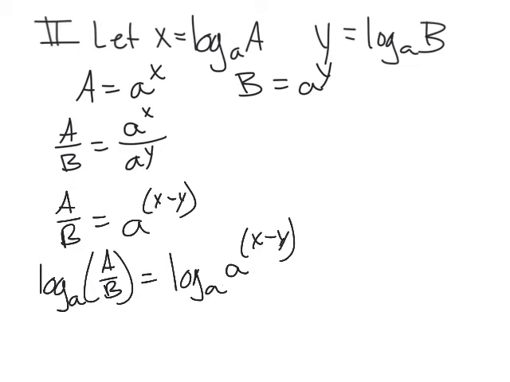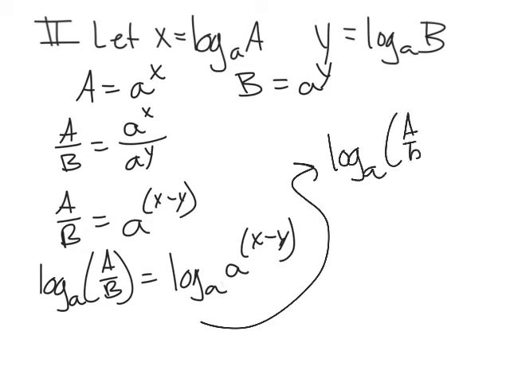Once again, this is a property from yesterday. When I raise a base to an exponent and I'm taking the log of the same base, these operations cancel each other out, and I'm left with the log to the base a of A over B is equal to x minus y. Now we're going to replace x with log to the base a of A and y with log to the base a of B.